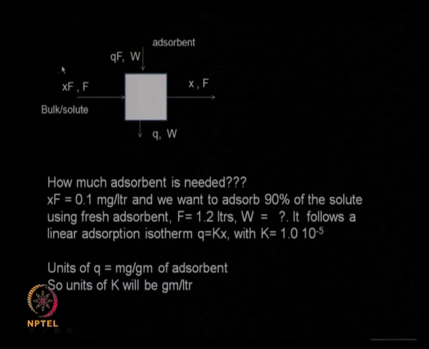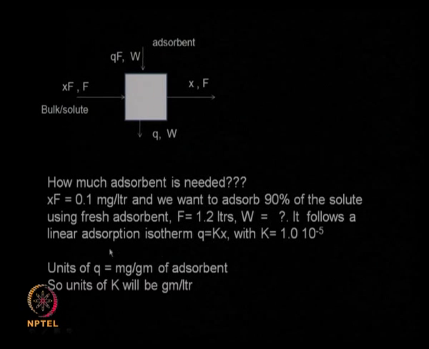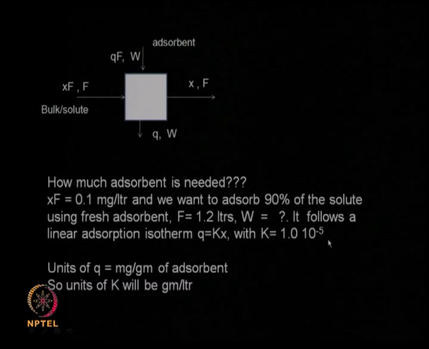The bulk solution contains 0.1 milligram per liter of the solute and I want to adsorb 90% of this using fresh adsorbent. And the isotherm is a linear isotherm. So, linear adsorption isotherm, that means Q equal to Kx, where K is given as 1 into 10 power minus 5. The bulk solution quantity is given as 1.2 liters.